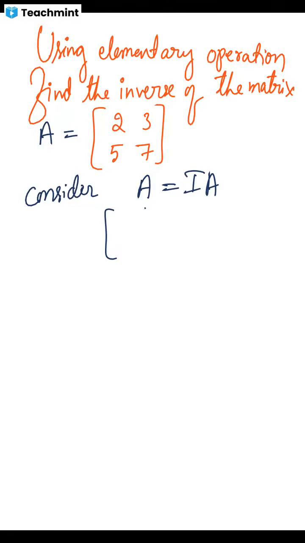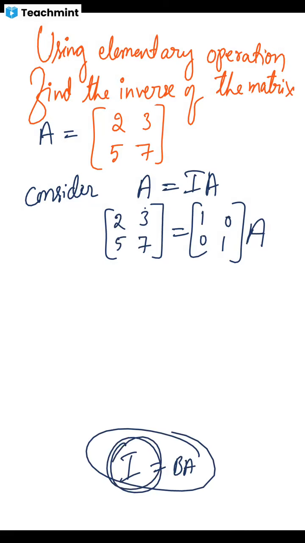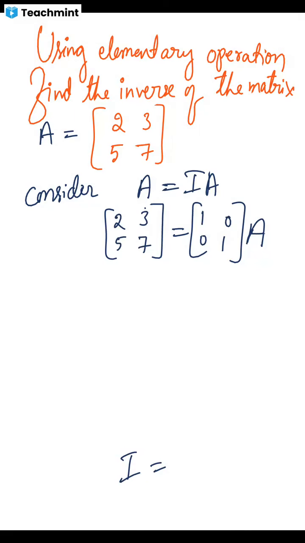Next step, substitute the matrix A and substitute the identity matrix I. At the last, write down A as it is. So A is 2, 3, 5, 7. The identity matrix is 1, 0, 0, 1. Now, I need to reduce this to the format I is equals to BA, which means the left hand side should become an identity matrix. The left hand side 2, 3, 5, 7 has to be converted to the identity 1, 0, 0, 1.